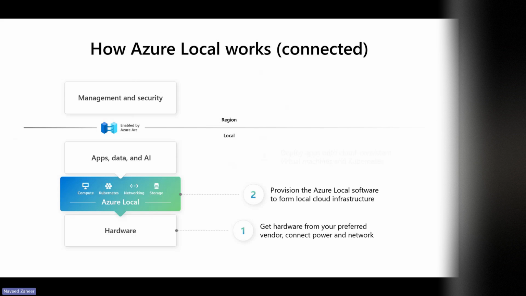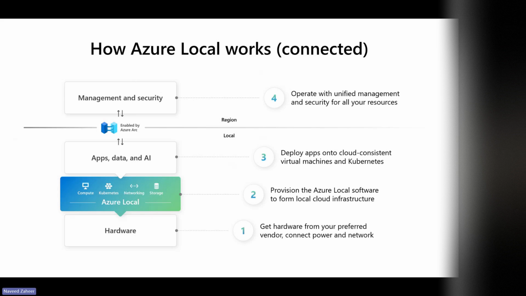Okay. So this is basically how Azure Local works, and this is their different variation, and I will show it to you on the next slide. This is the Azure Local Connected, where you are always connected to the cloud. So it's running in your data center, but it is connected to the cloud.